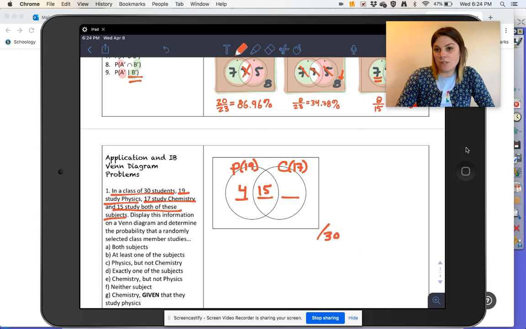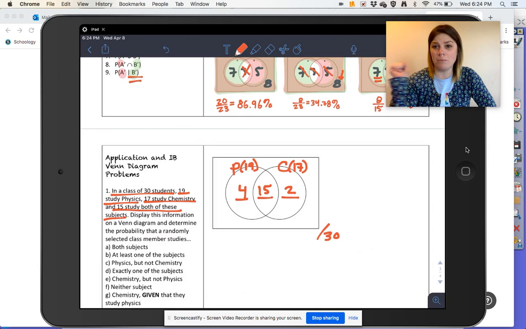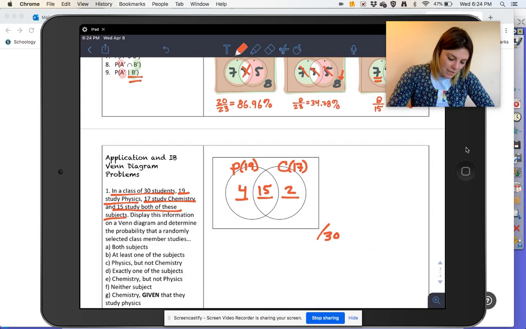Now, same for chemistry, right? 2 are over here. These are a lot of tryhards in here. There's only a few kids that aren't doubled up. Most of them are doubled up in physics and chemistry. That's a lot.